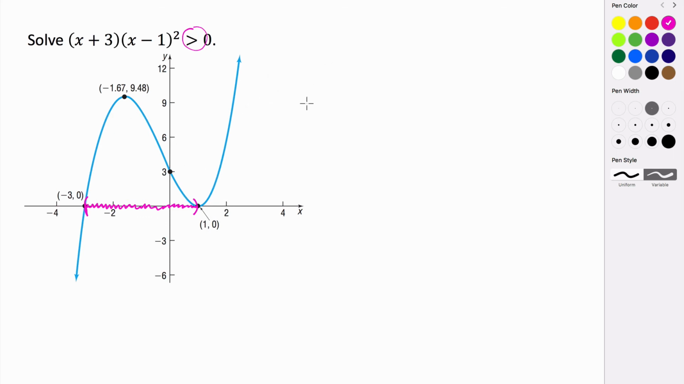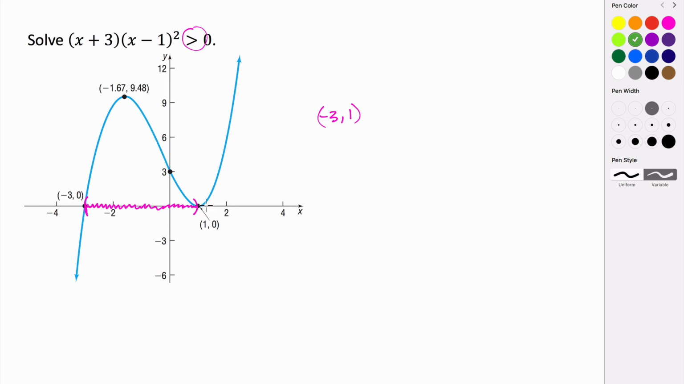So that's the first part of our solution set. So from -3 to 1 is the first portion. We actually have another interval where this graph is increasing, or where it's entirely above the x-axis, where it's greater than 0. And it's to the right of 1.